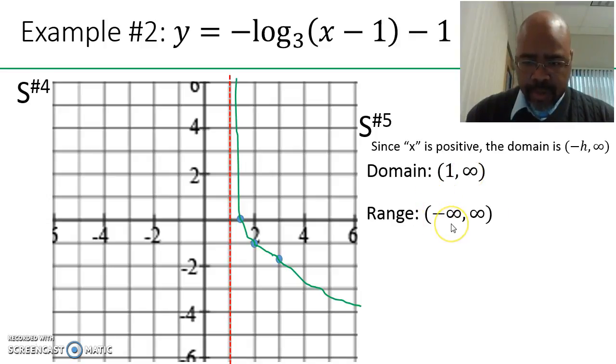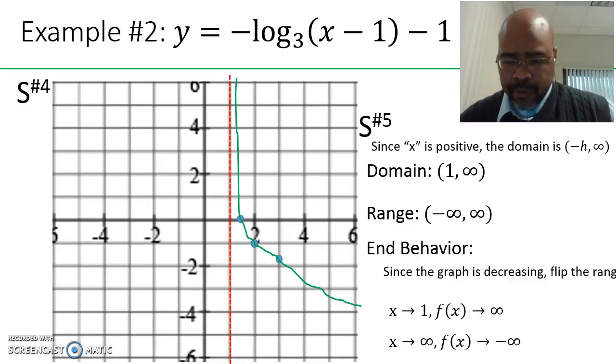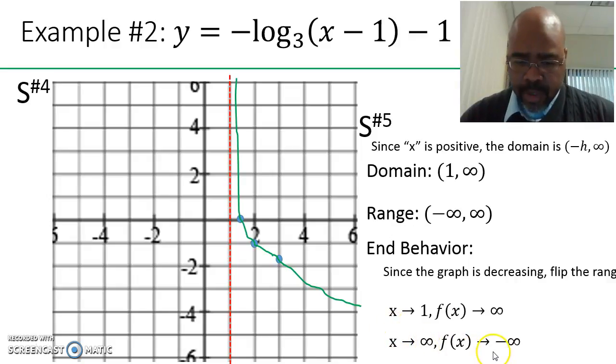Here's my range right here. And looking at my end behavior, we flip the range. So if x approaches 1, f of x approaches infinity. And as x approaches infinity, f of x approaches negative infinity.